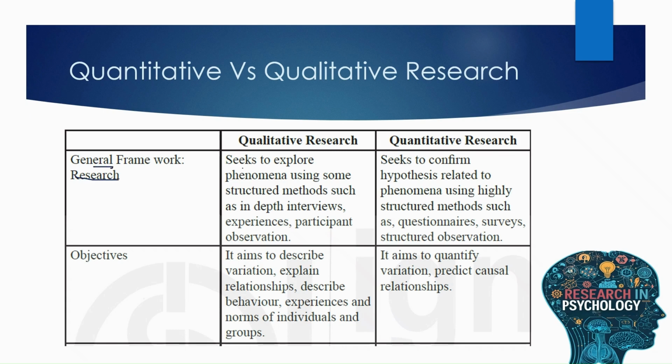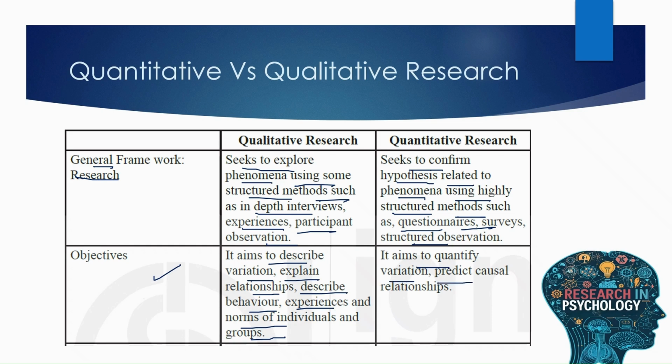Now, qualitative research seeks to explore phenomena using some structured methods such as in-depth interviews, experiences, and participant observation, while quantitative research seeks to confirm hypotheses related to phenomena using highly structured methods such as questionnaires, surveys, and structured observation. All right. Secondly, about objectives. Qualitative research aims to describe variation, explain relationships, describe behavior, experiences, and norms of individuals and groups. Okay. While quantitative research aims to quantify variation and predict causal relationships.